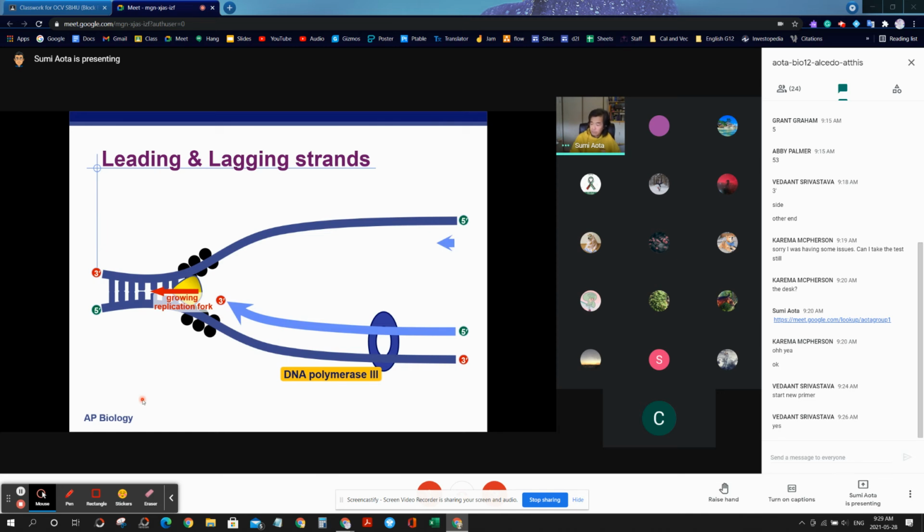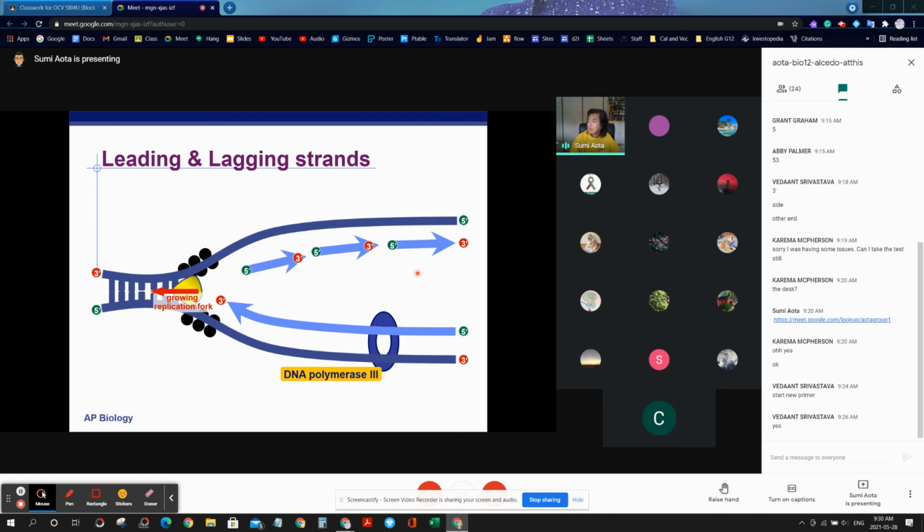The other strand is running 3' to 5'. That doesn't work. DNA polymerase cannot add to the 5' end. It must add to the 3' end. So DNA poly has to go in the opposite direction. It'll start here and go in this direction. Then there will be another section that starts here and goes in this direction, and another one that starts here in this direction.